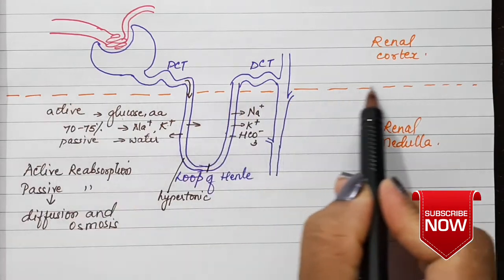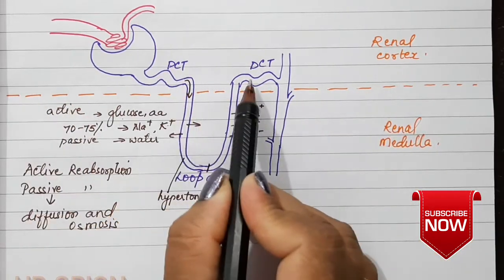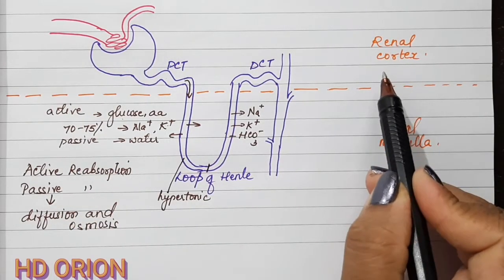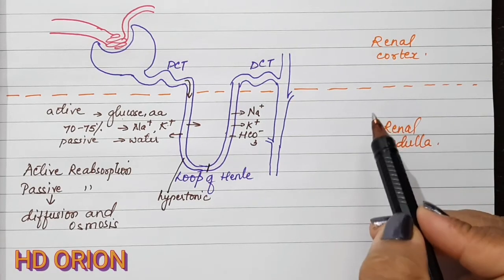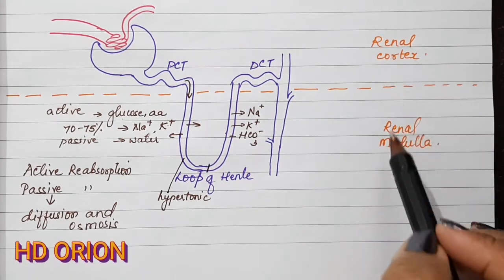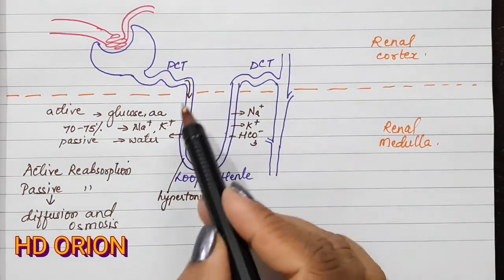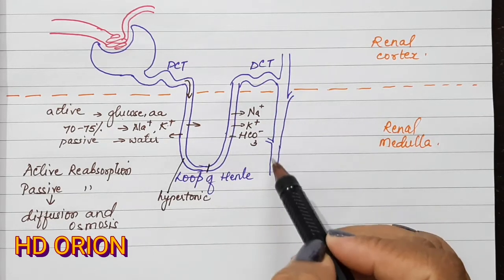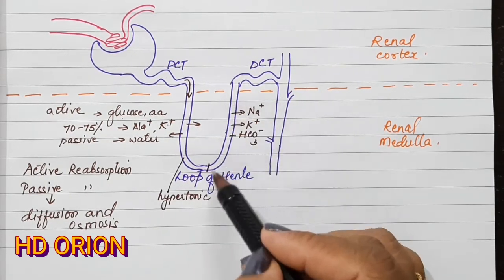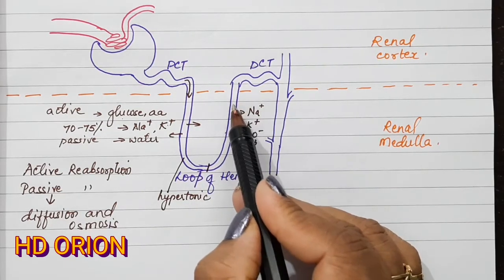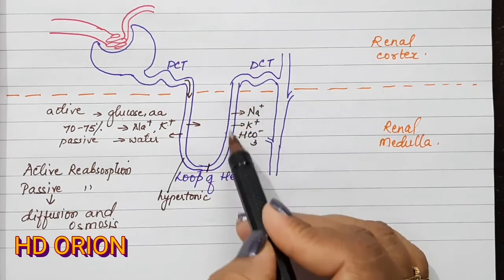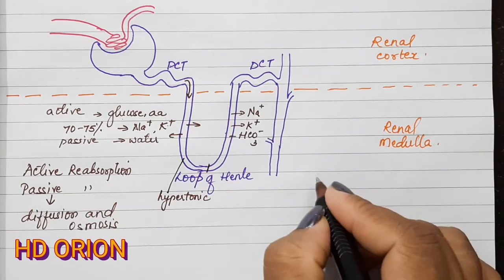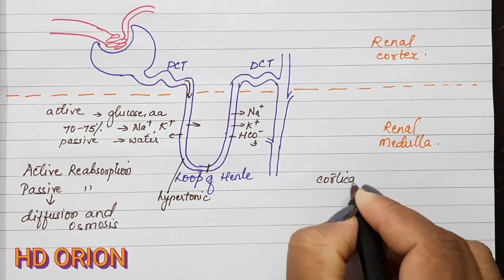I have drawn this because this particular portion, the PCT, DCT and the renal corpuscle, lies in the renal cortex. If you remember the longitudinal section of the kidney in my previous lectures, I have explained that there are two major portions, the renal cortex and the renal medulla. The renal medulla has the loop of Henle as well as the collecting duct. According to the length of the loop of Henle and the position of this particular part, if the loop of Henle is very small and almost ends up in the cortical region, then such nephrons are called cortical nephrons.